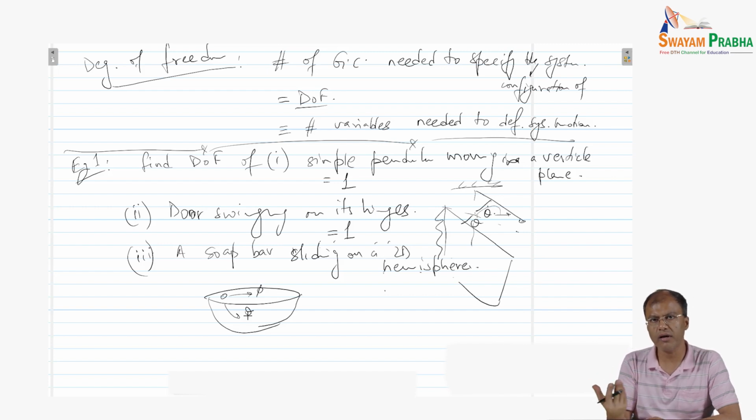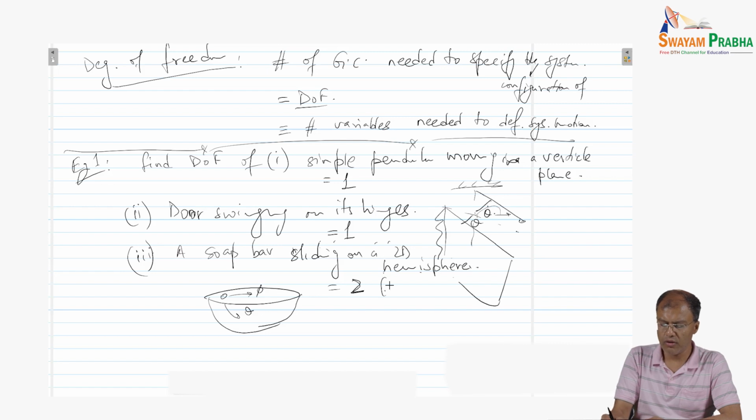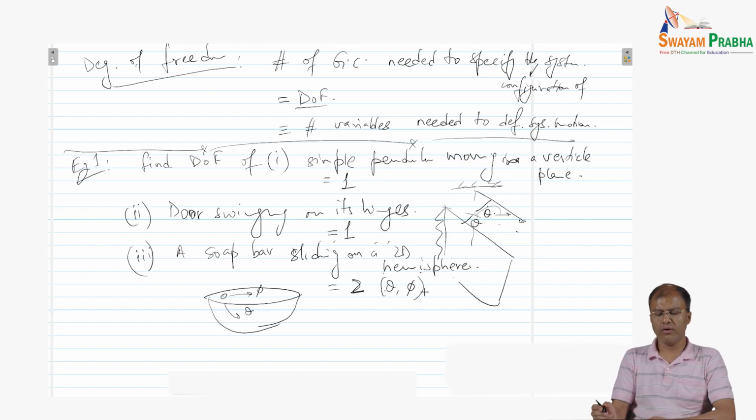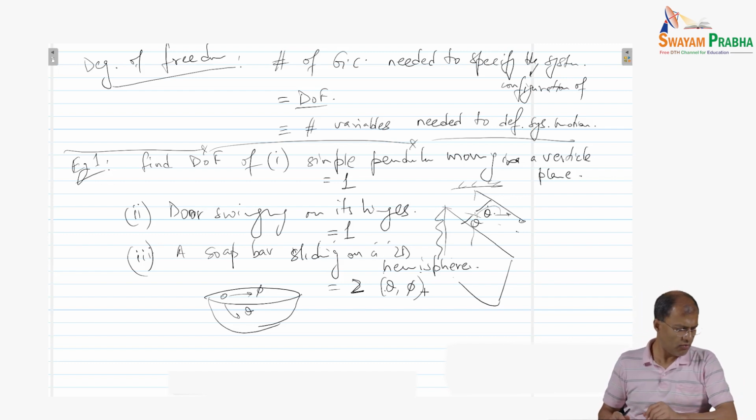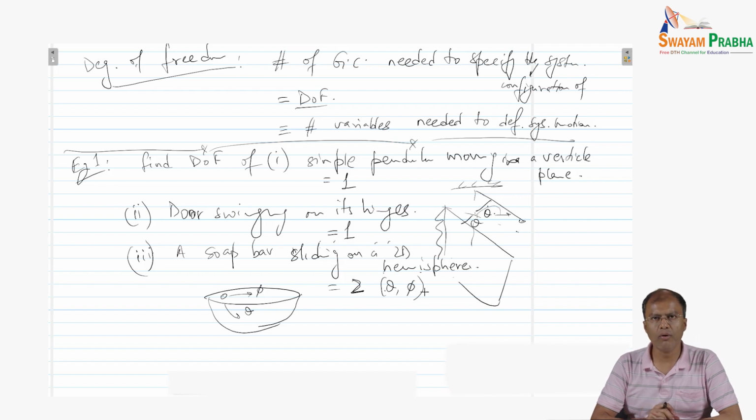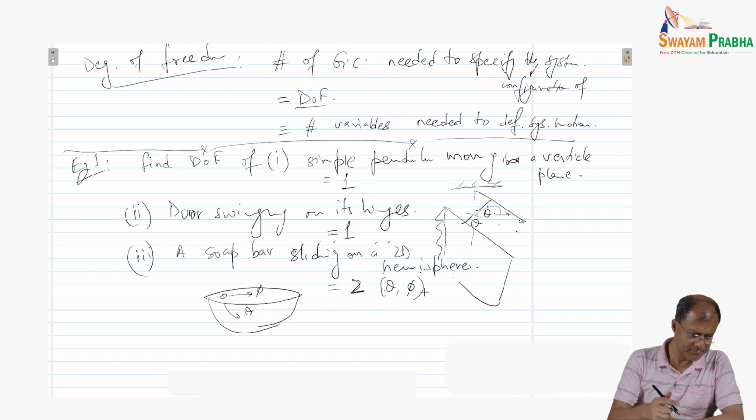A hollow hemisphere is completely defined by 2 degrees of freedom. So here the degrees of freedom is 2, that is theta and phi. Finding degrees of freedom is quite straightforward, I hope. Now we will talk more about the energy of the system of particles.